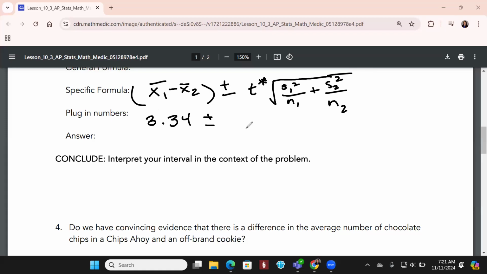3.34 plus or minus the T critical value. Remember, we use the T table. Our degrees of freedom is 14, and our confidence level is 95%, right? You always use the lowest degrees of freedom between the two samples. Everybody hear that? Yep, you use the lowest.